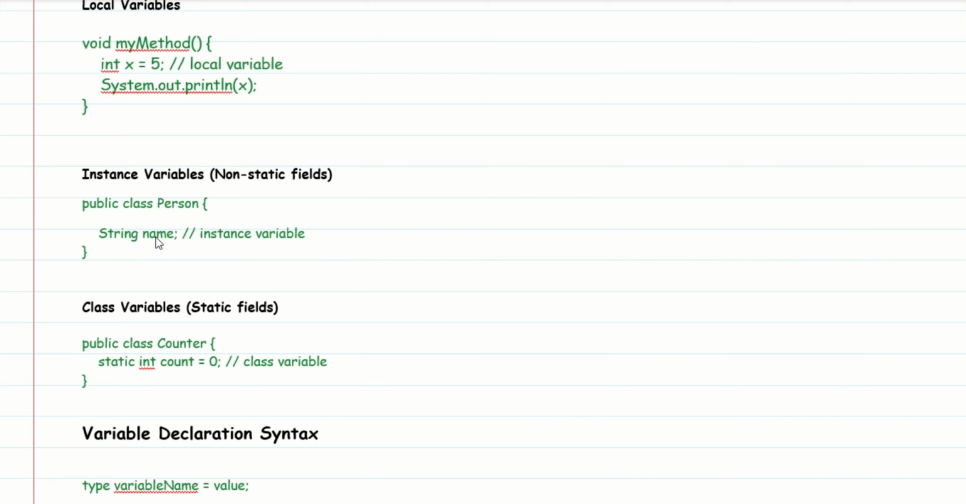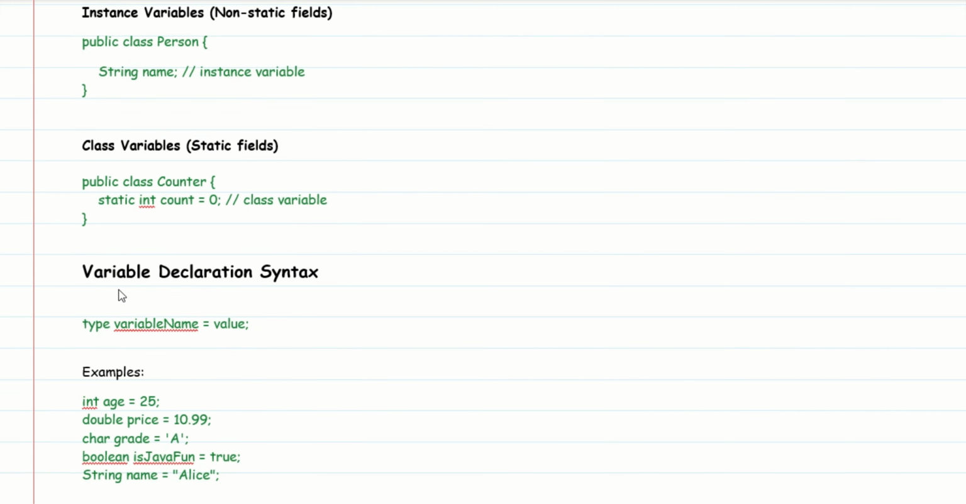And again, we have a static or class variable, declared with the static keyword inside a class. So the difference between an instance variable and a static variable is that it starts with the static keyword. If any variable has the keyword static, it's called a class variable, and it's shared among all instances of the class.